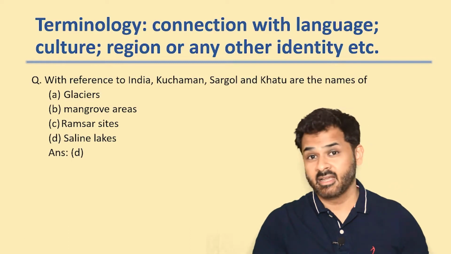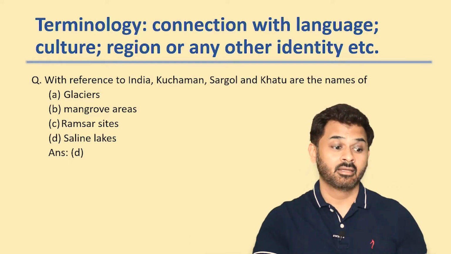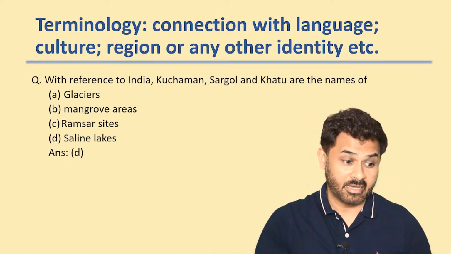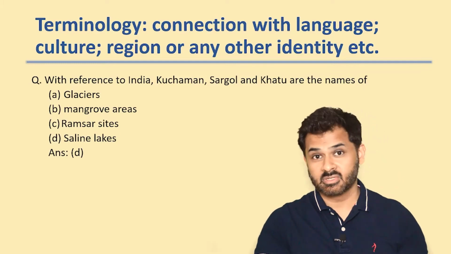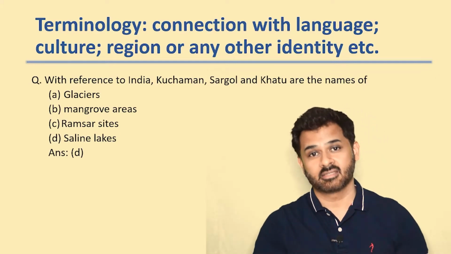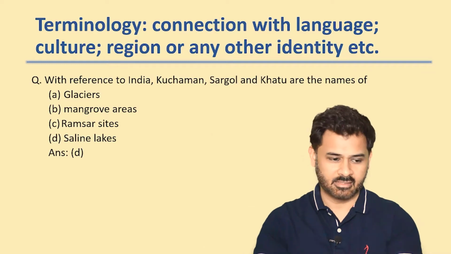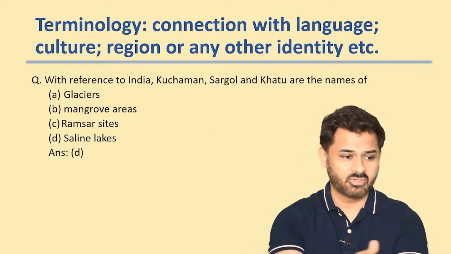Glacier and mangrove areas are not possible there. It could either be Ramsar site or saline lakes. Saline lakes make more sense because it is more specific to Rajasthan. So the answer should be D in this case. So even without knowing the answer, you can easily approach it.